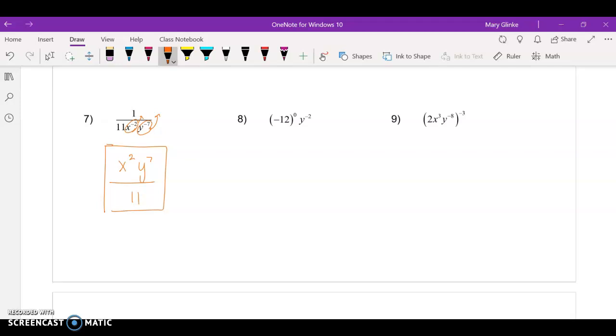Number 8, the reminder here is anything to the 0 power is going to be 1. And then I'm also going to move y squared down. So it's going to become 1 over y squared.